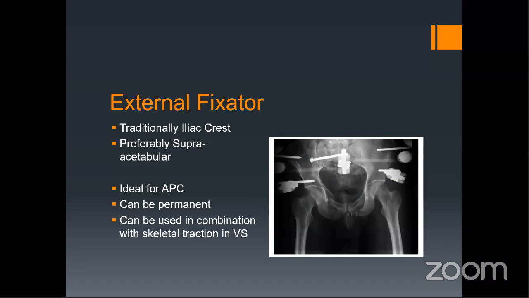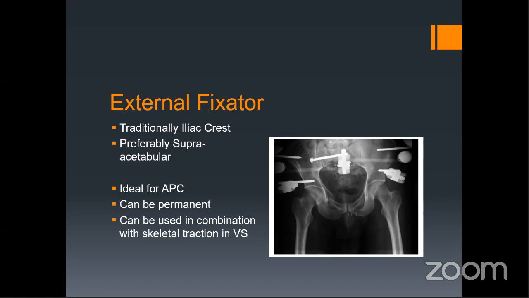So this is an example of one. Traditionally, certainly the teaching, probably because it's easier for most people, is that you have 3 pins in the iliac crest. I think certainly in most centres that are doing pelvic surgery, we now prefer to use supra-acetabular pins, because they will give you a much better purchase in the bone. You can use fewer pins, and they tend to be more secure and stable if you do use it definitively at any stage.